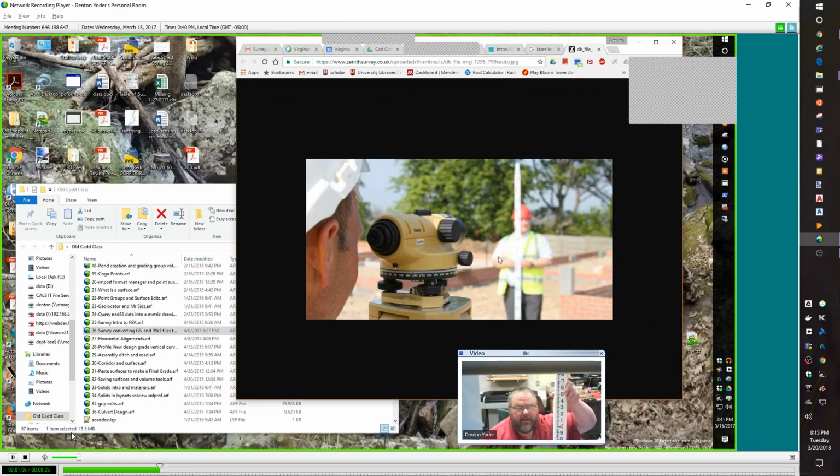Okay. This is a picture of an optical level and a person using it. The optical level is mounted on a tripod and leveled manually. You can spin it a full 360 degrees, and the degrees are marked on the side of the level. We typically don't use it for measuring angles at all, but we use it for measuring elevations.